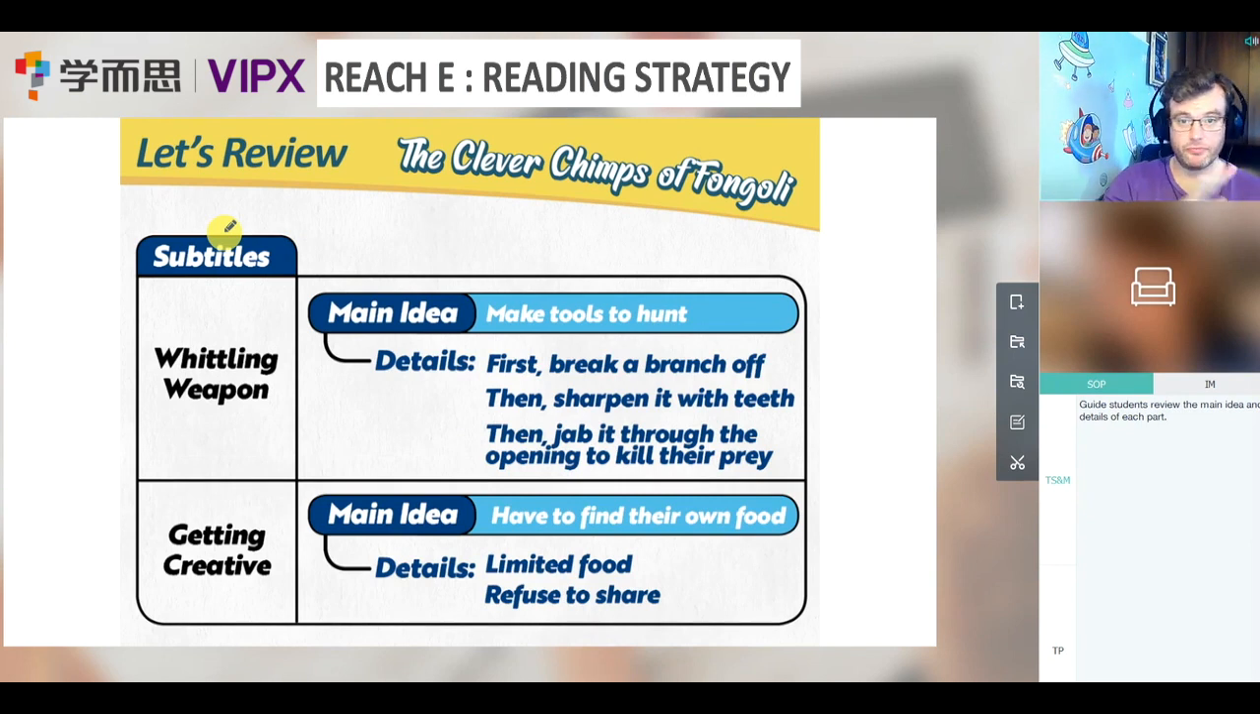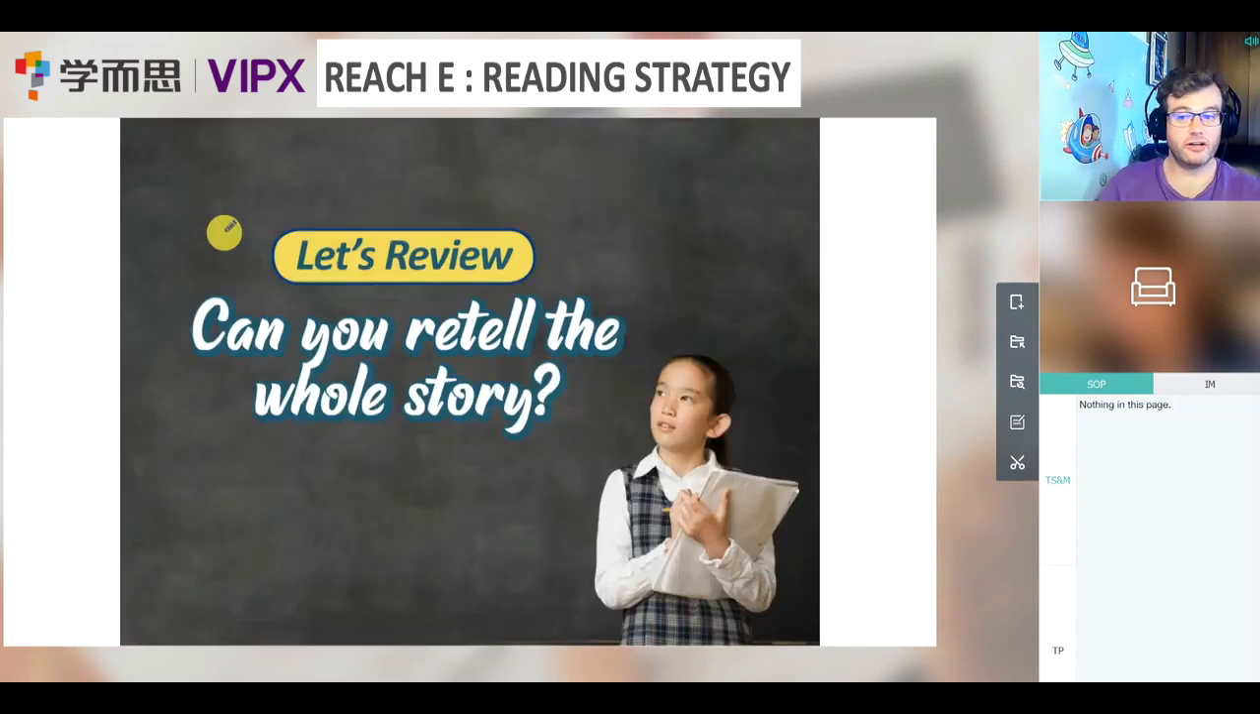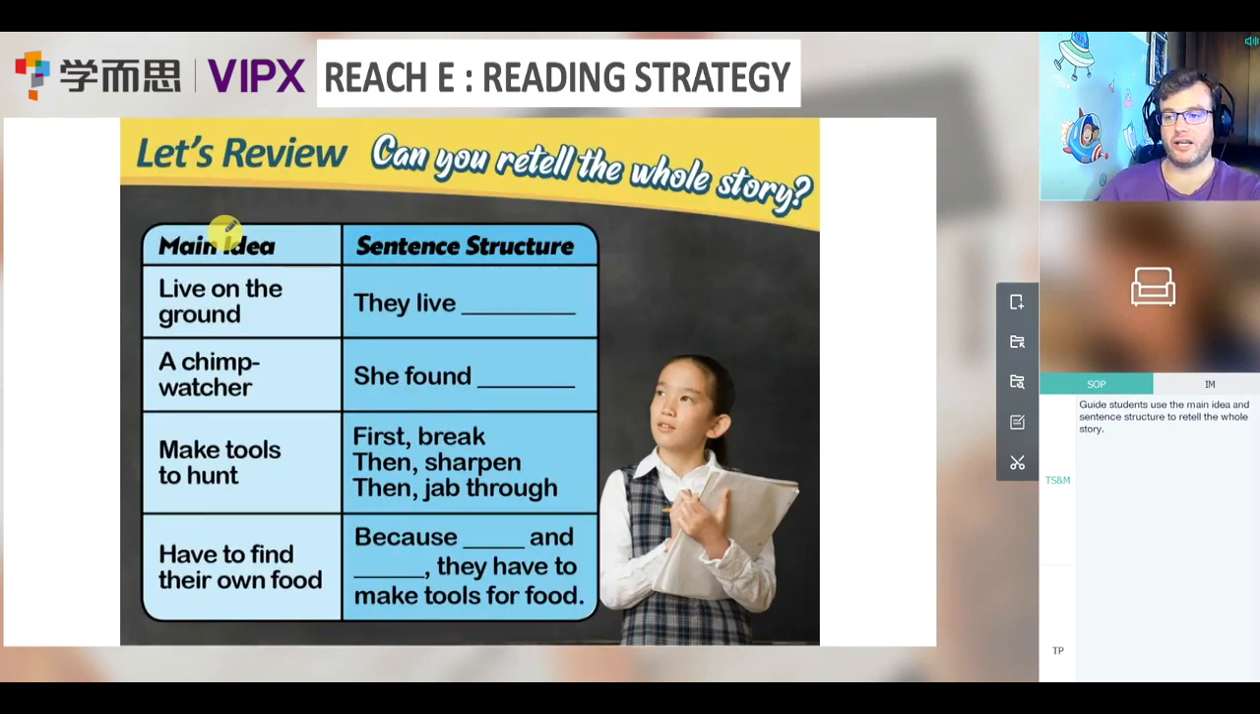So once you're done here, once you've done reviewing, or if you've had to skip it because you don't have time, we move on to the last part, which is retelling the story. Now here what they'll do is they'll just create a sentence using the sentence structure and the main idea. They live on the ground, or the chimps live on the ground. A chimp watcher found the Fongoli chimps make their own tools. Fongoli chimps make their own tools to hunt. First they break the stick, then they sharpen it with their teeth, then they jab it through the hole to create a bush baby barbecue. And then they have to find their own food because there's limited amounts of food and big males refuse to share, so they have to make tools to find their own food. And then you're done. That's it with the lesson.